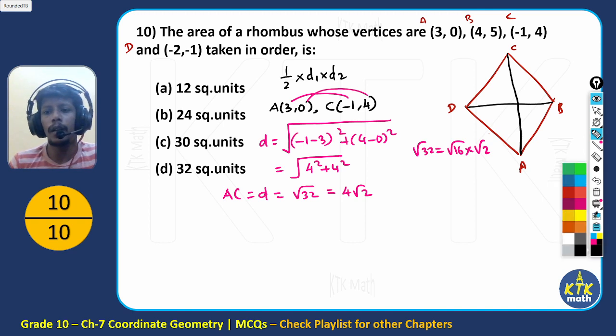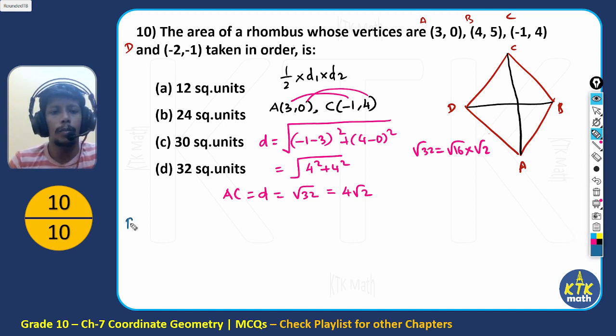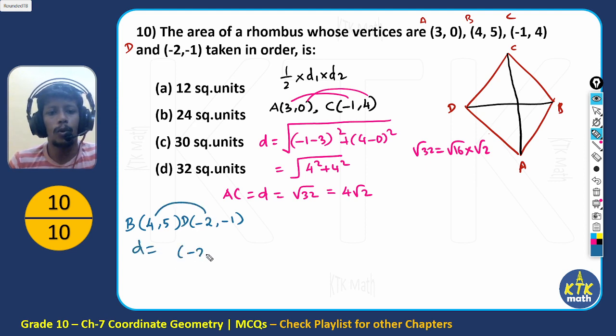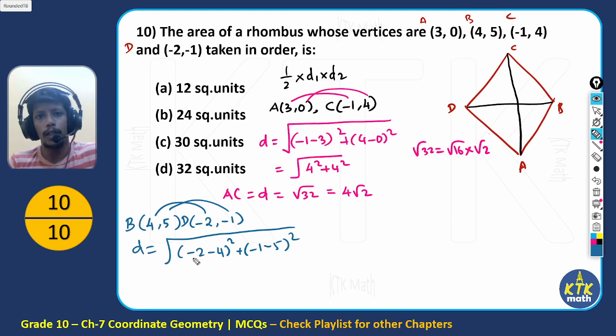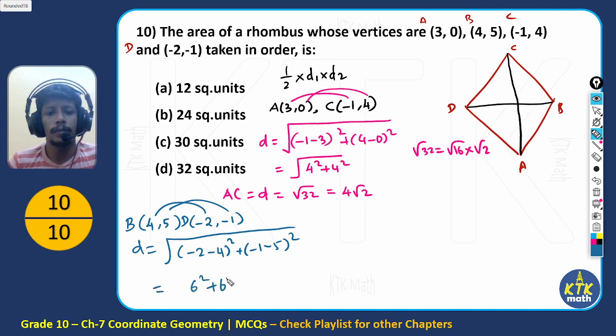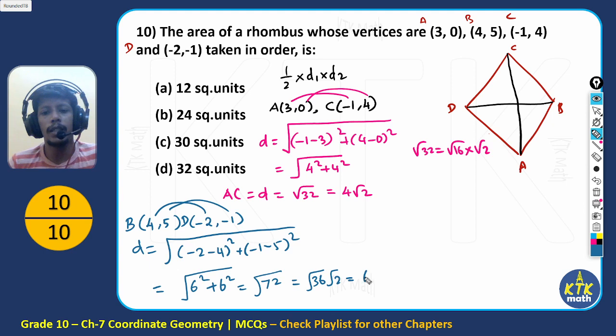Similarly, you find BD also. I'll use some other color. B point is 4 comma 5. D point is negative 2 comma negative 1. Now find the distance again: negative 2 minus 4 whole square, negative 1 minus 5 whole square. First number minus first number, x2 minus x1 whole square; similarly, second number minus second number. So what you are getting here is 6 squared plus 6 squared, which gives root 72. Root 72 is root 36 into root 2, which simplifies to 6 root 2.